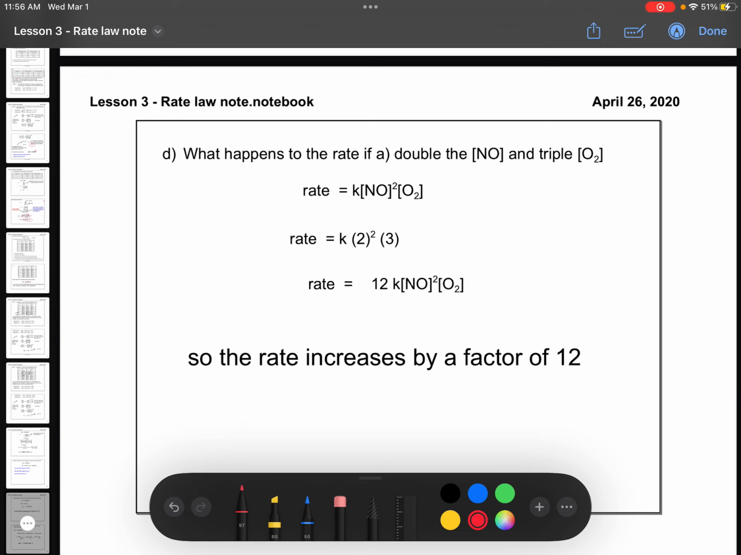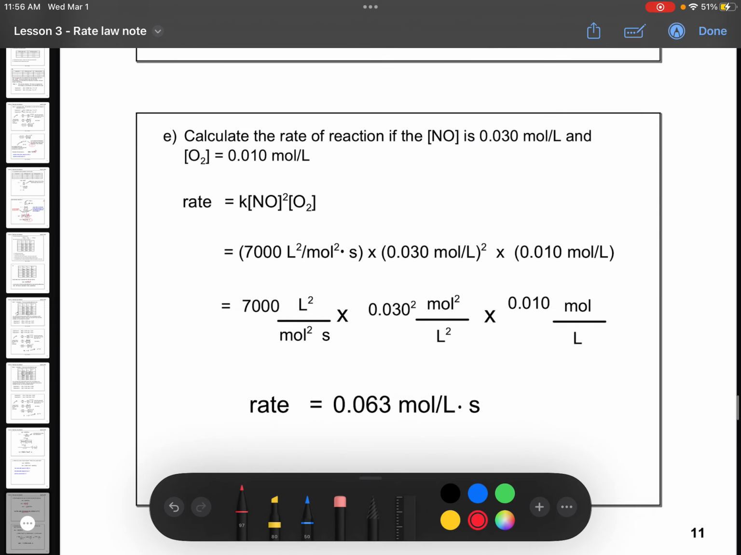When we look at what happens to the rate if NO is doubled and O2 is tripled, we put that information into our rate, so doubled and tripled. If we multiply it all, we will get 12, and so therefore it would increase by a factor of 12. It could decrease depending on the experiment, so just do note that most of the time it does increase, but there are chances that it will decrease. And then the last part is calculate the rate of the reaction if NO is 0.030 moles per liter and O2 is 0.10 moles per liter.